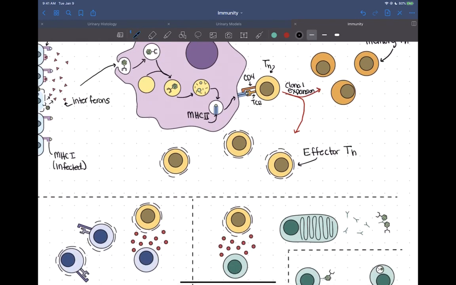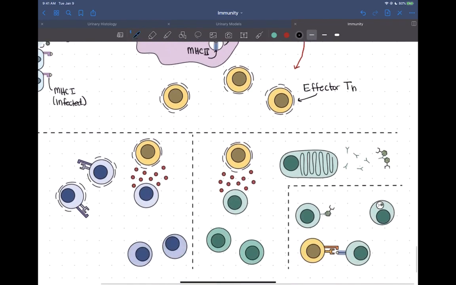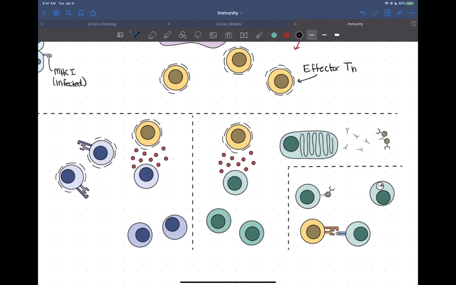So let's do the humoral response first. We'll add that here. This is the humoral response. For this humoral response, our activated T helper cell will go and release cytokines.